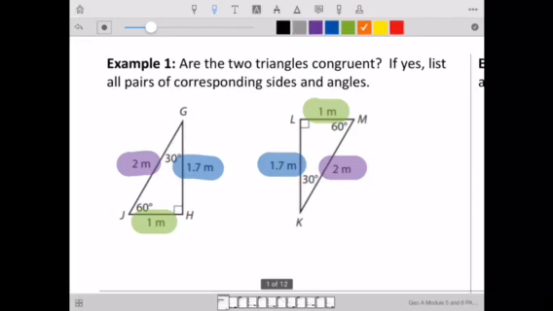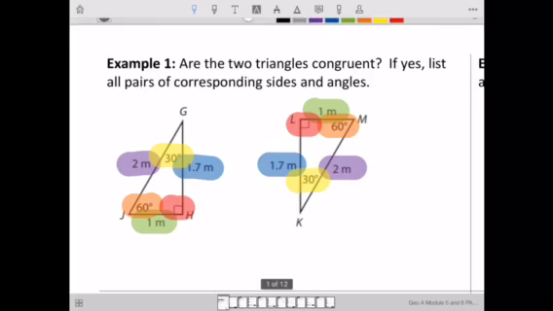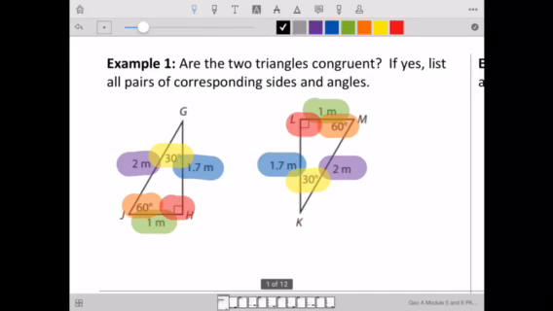But we also need to check our angles. 60 degrees is matching with 60 degrees. 30 degrees matching with 30 degrees. And lastly, our two right angles are matching. So because all of the sides and all of the angles are congruent, these two triangles are congruent.